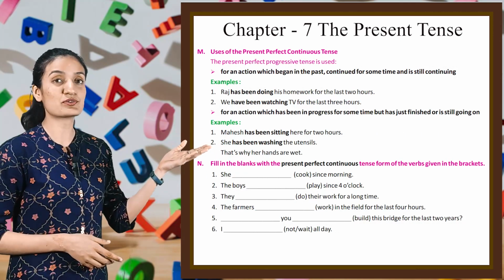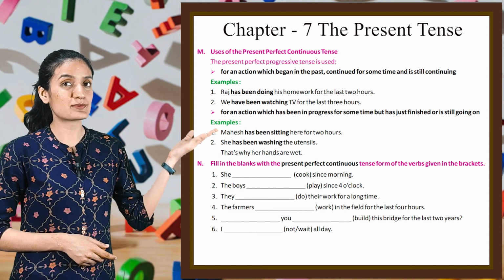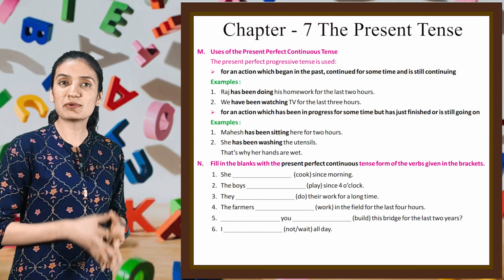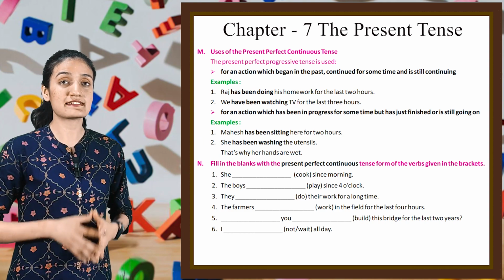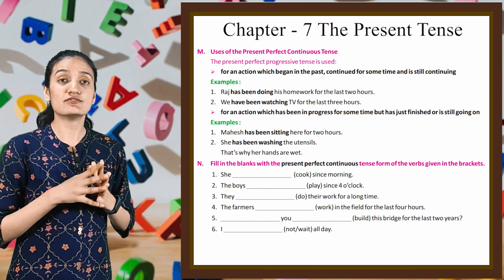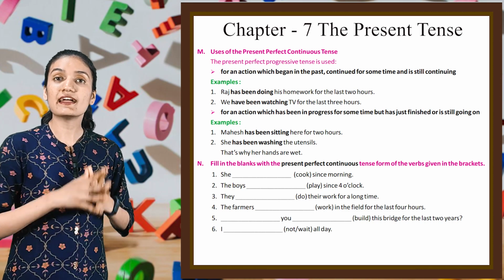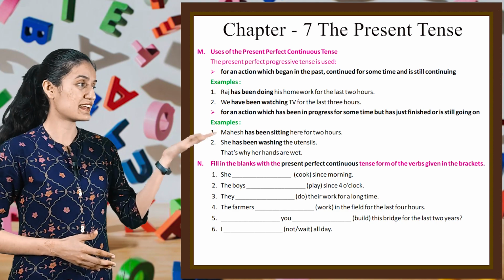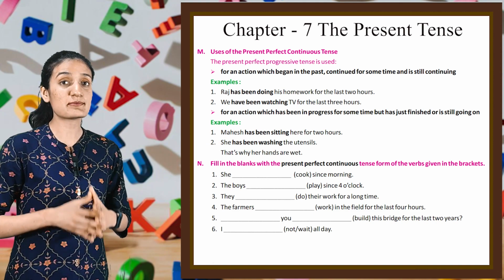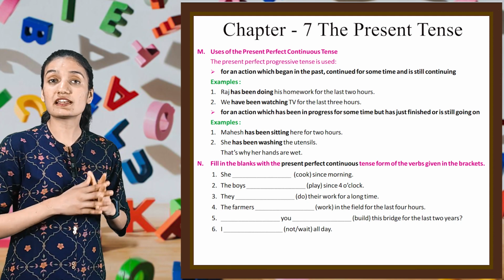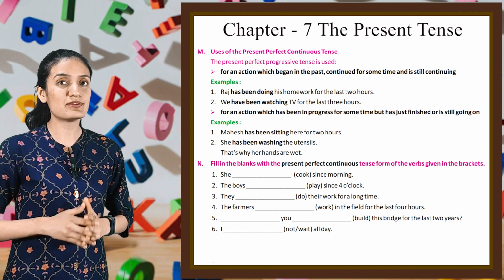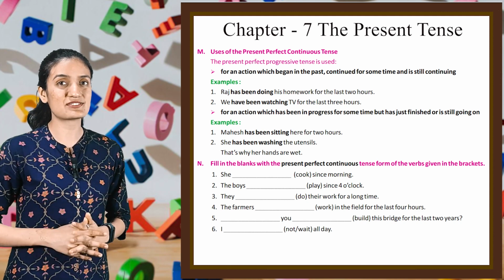Now let's move on to uses of present perfect continuous tense. The present perfect progressive tense is used for an action which began in the past, continued for some time and is still continuing. Examples, Raj has been doing his homework for the last 2 hours. We have been watching TV for the last 3 hours.